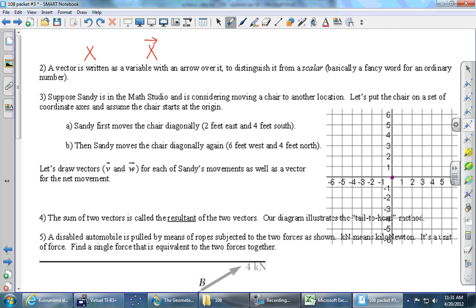Okay, so we've got this chair right here. We'll go to Kate. Okay, so 2 feet east, let's assume east is to the right. So 2 east and 4 south, can you figure out where the chair is now? So it's at the point 2, -4, right?